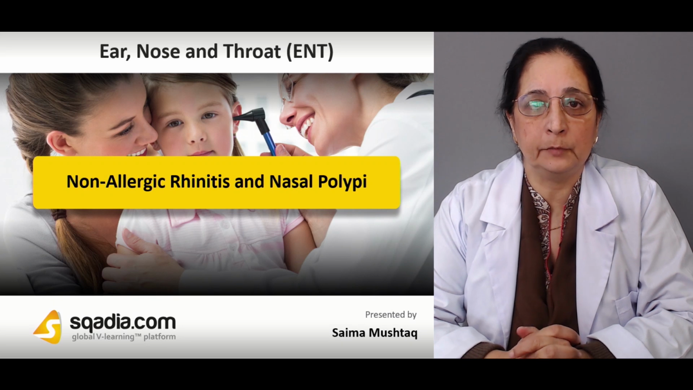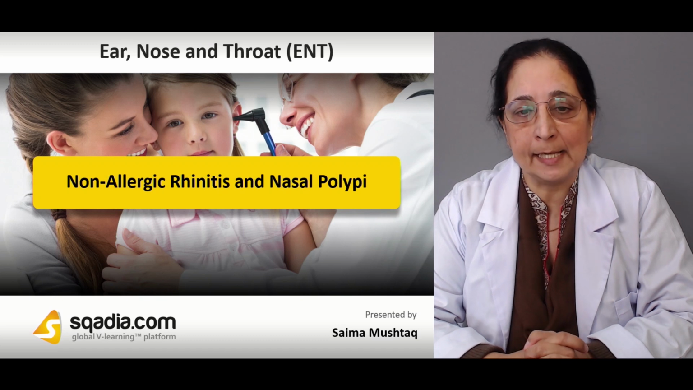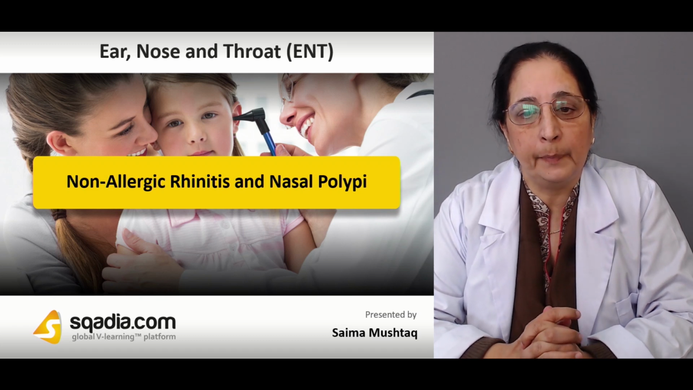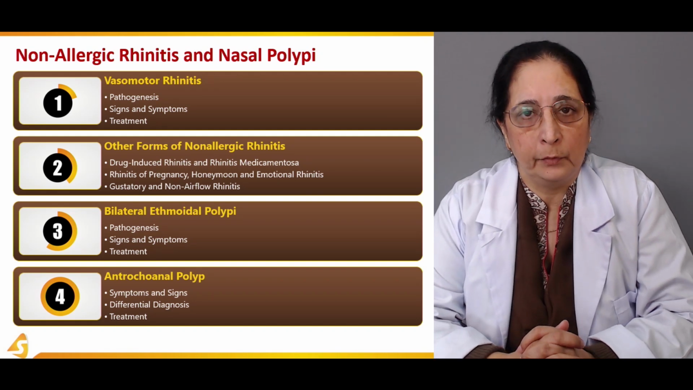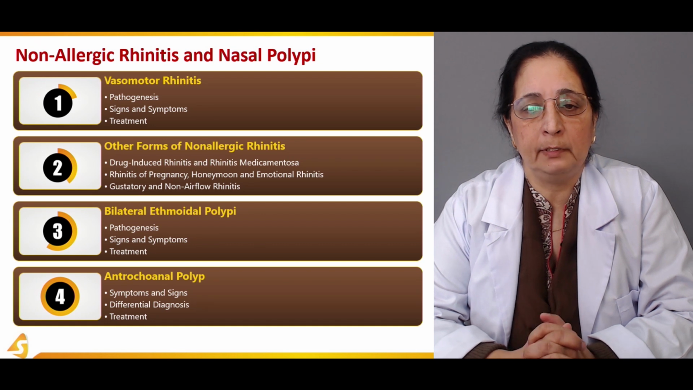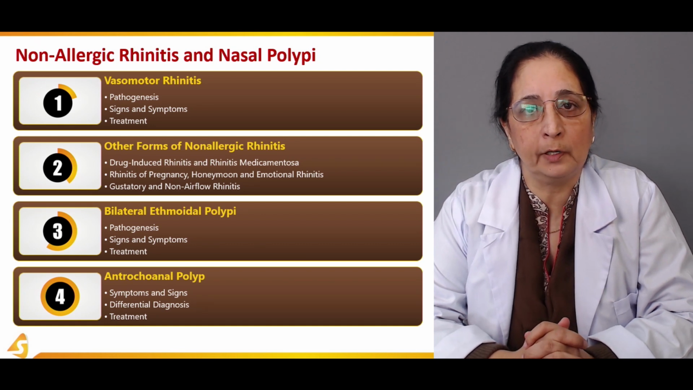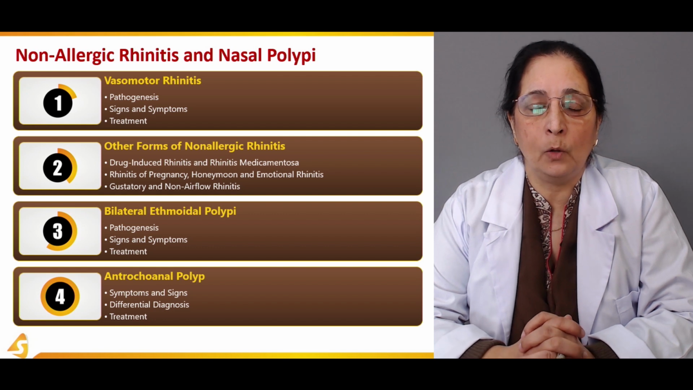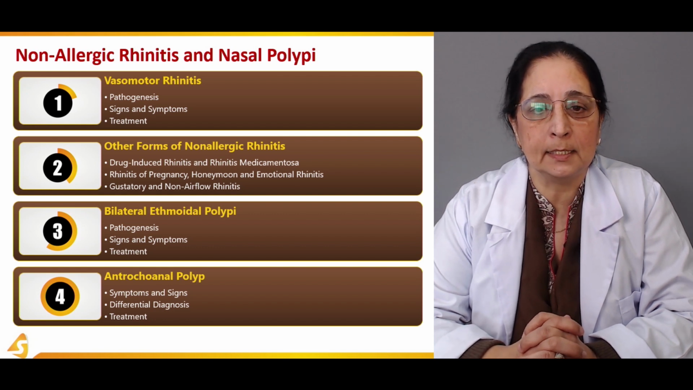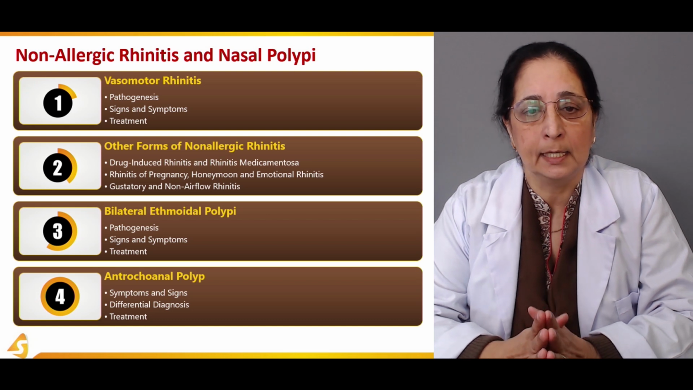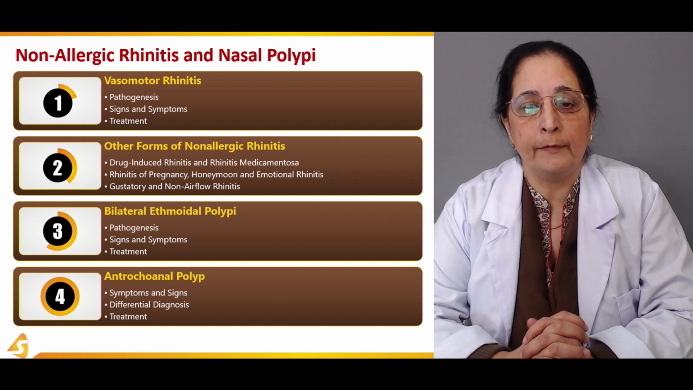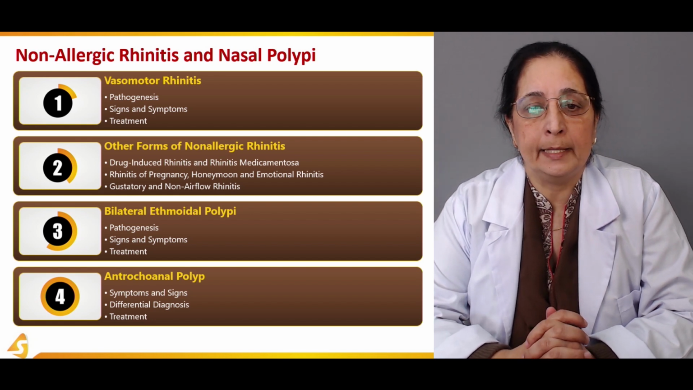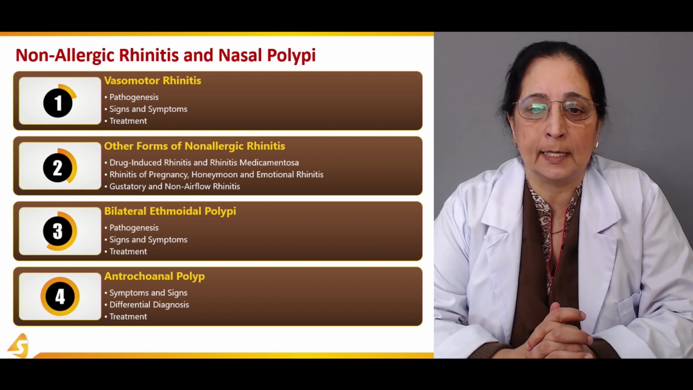My name is Saima Mushtaq and our today's topic is non-allergic rhinitis and nasal polyps. We will cover this lecture in 4 sections. In the first section, we will discuss vasomotor rhinitis and how it develops, its pathogenesis, and how it presents. What are the signs and symptoms of vasomotor rhinitis, and then how we treat vasomotor rhinitis.